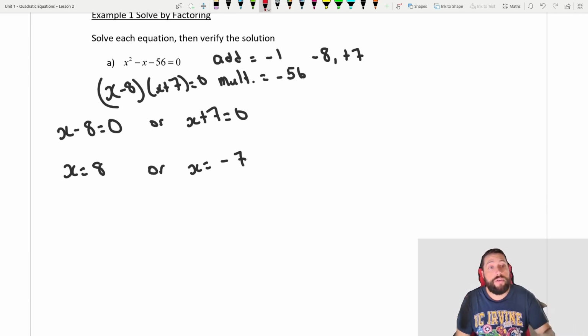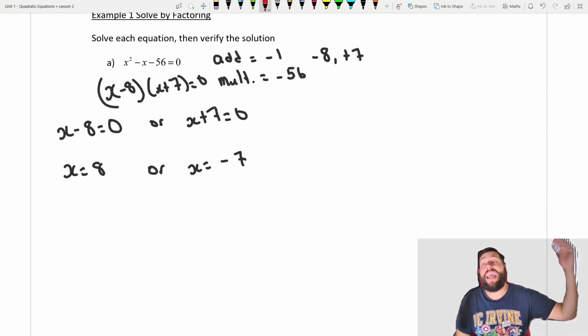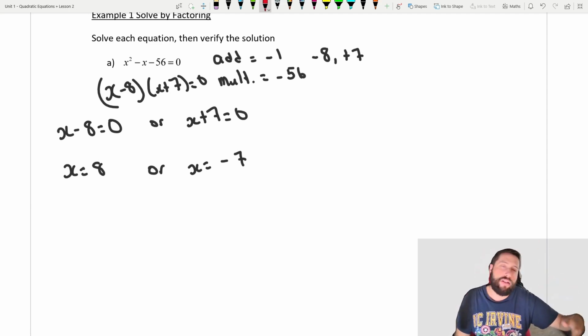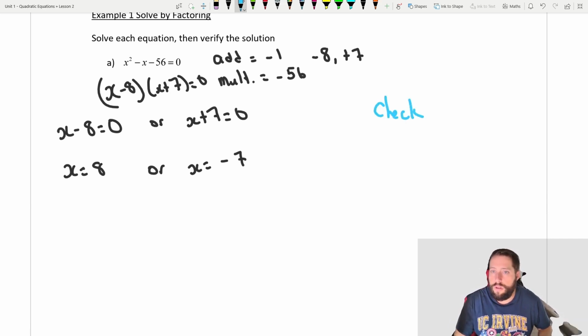We're going to substitute x equals 8 and x equals -7 back into the original equation. It's always good to go back to the original equation given to us at the beginning, just in case we mess something up with our factoring. If this works, we should get the similar answer. So to check, we're going to use x squared minus x minus 56 is equal to 0.